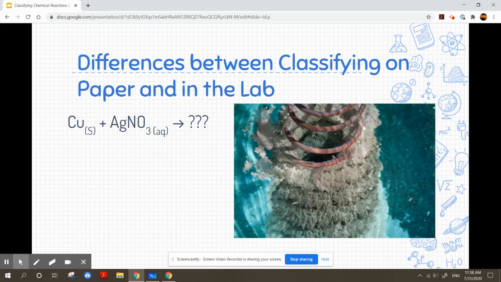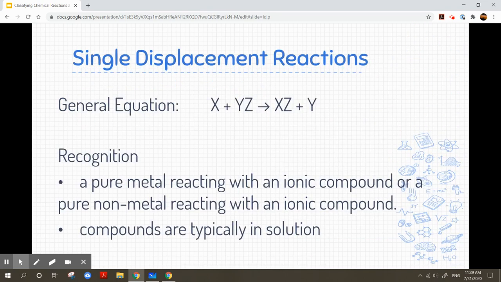Here's an example of this reaction in the lab. When we're classifying and recognizing reactions in the lab and on paper, we can be looking for very different things. So once again, this video is really focused on identifying, classifying, and predicting products of reactions on paper. Okay, let's start off with single displacement reactions.